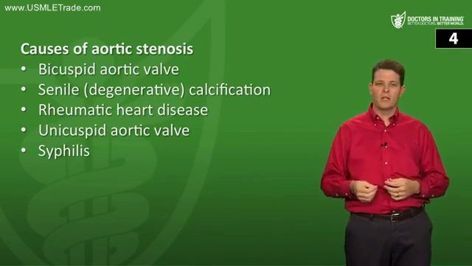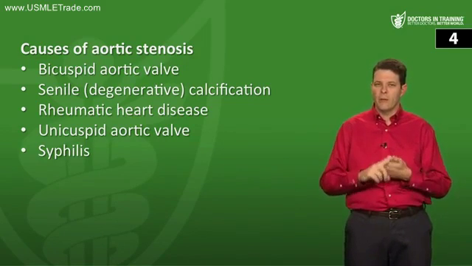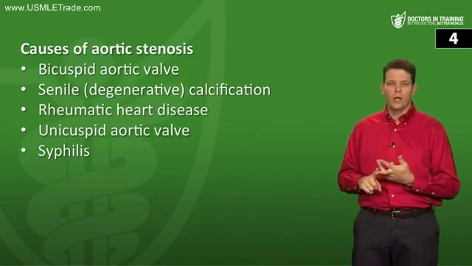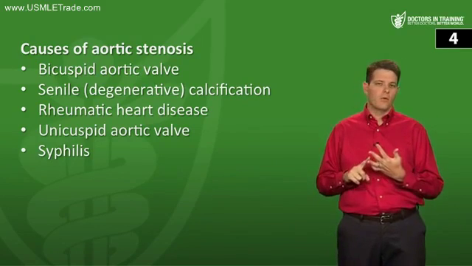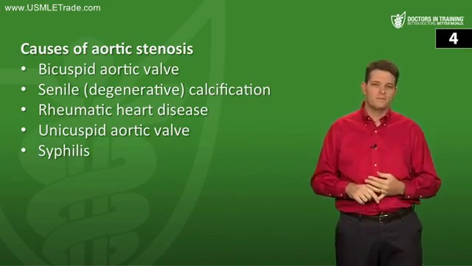So again, number 4 in your study guide, those 5 most common causes of aortic stenosis are a congenital bicuspid valve, senile or degenerative calcification, chronic rheumatic valvular disease, and again, those are the big 3. And then number 4 would be a unicuspid valve, number 5 would be syphilis, and that's very rare.